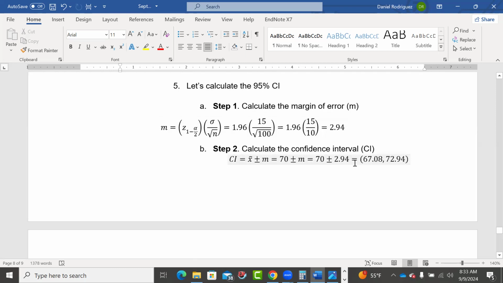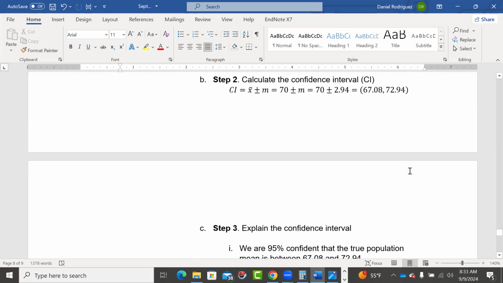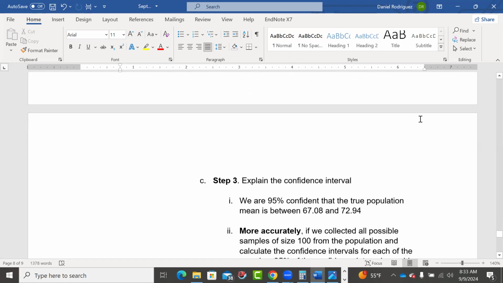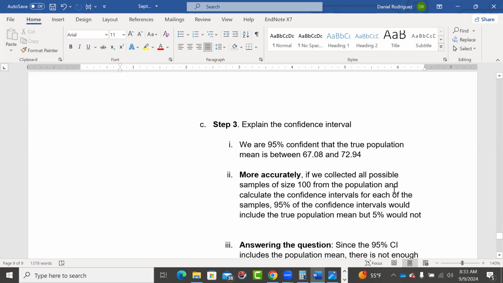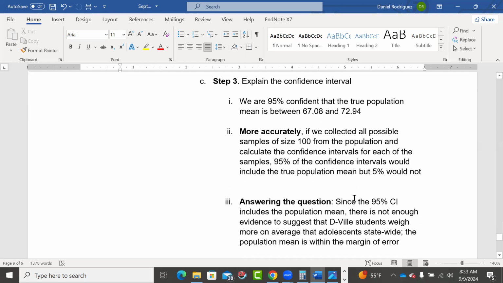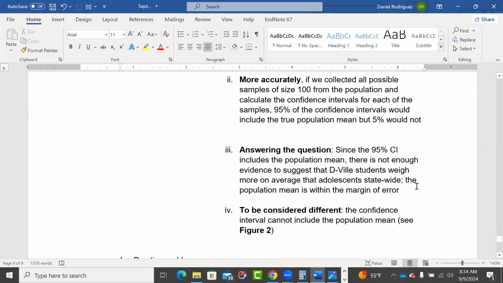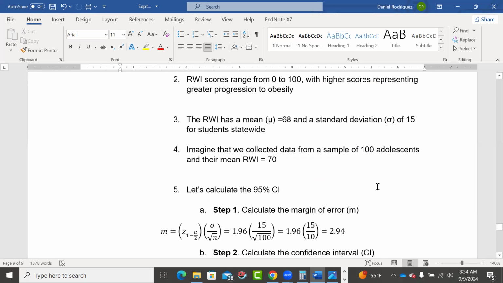So we're plus or minus, we add and subtract from 70, right? So we get 67.08 is the lower limit and 72.94 is the upper limit. So we're 95% confident that the true population value is somewhere between 67.08 and 72.94, right? Usually the more accurate translation would be if we took 100 samples from our population, 95% of those 100 would contain the true population mean and the other 5 would not. That's basically what the confidence interval is. That was our first question, right?